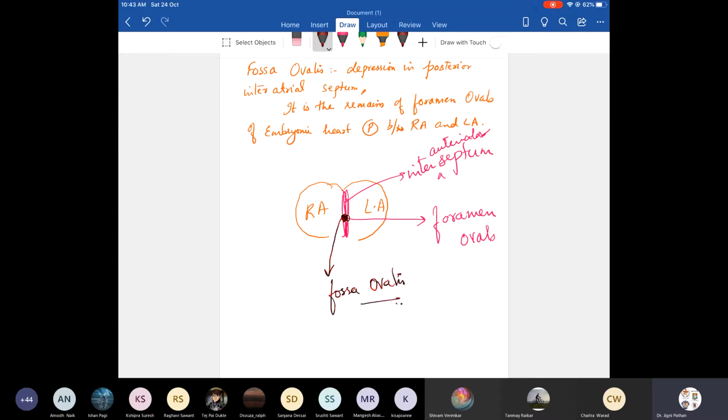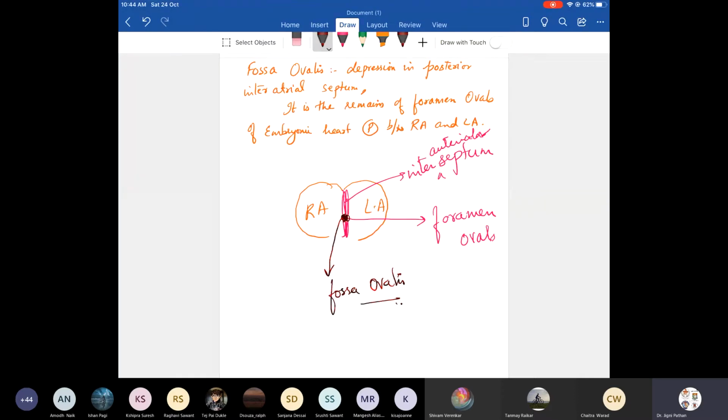Tell me who didn't understand this. Let me know if somebody has not understood. Anyone, any doubts? Okay, everybody understood? Yes, ma'am. Great. Okay, next.